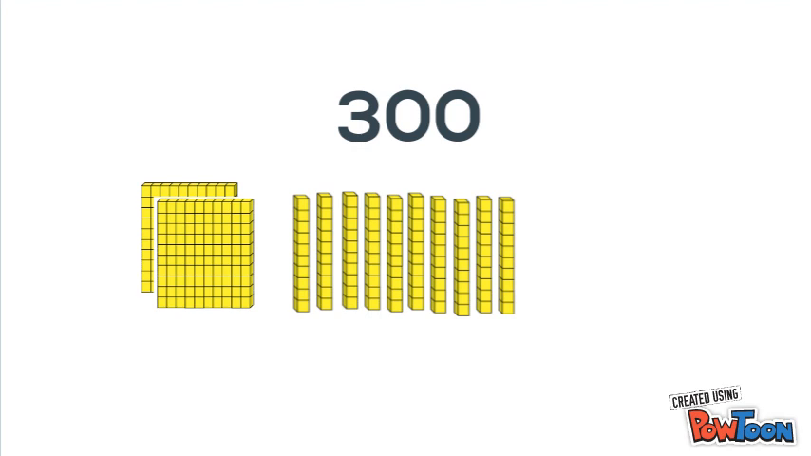So when we do this, we aren't changing the value of our number, we're simply looking at it in a different way. So 300 is the same as 2 hundreds and 10 tens. So we can cross out the 3 and make it a 2 for our 200s. We can cross out 0 and make it a 10 for our 10 tens.